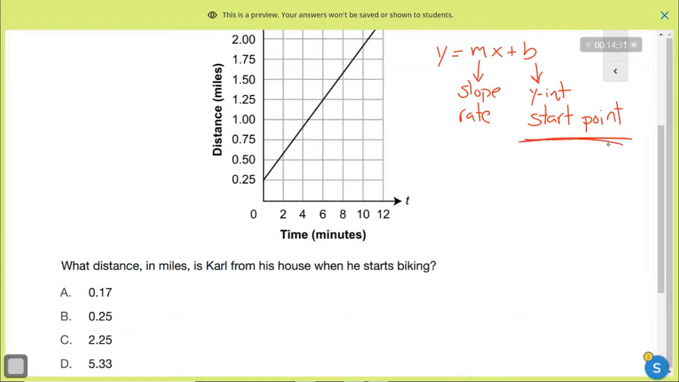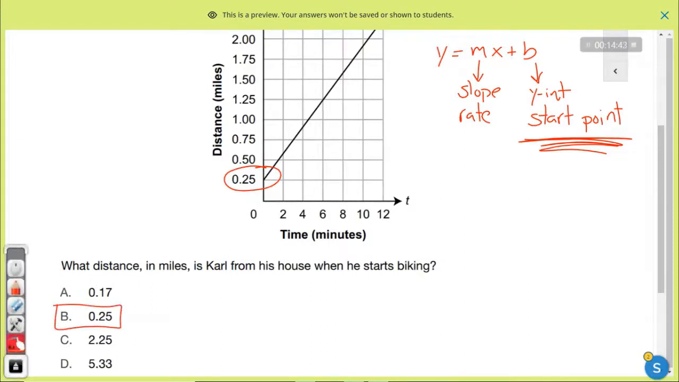And that's the one that we're going to focus on right here because we want to know what distance in miles Carl is from his house when he starts. Well, that's my y-intercept right here. So at this point, he is 0.25 miles from his house, and that's it.